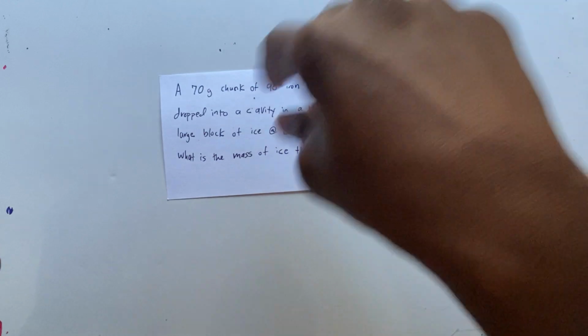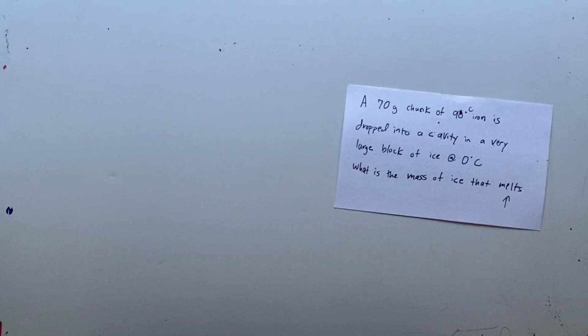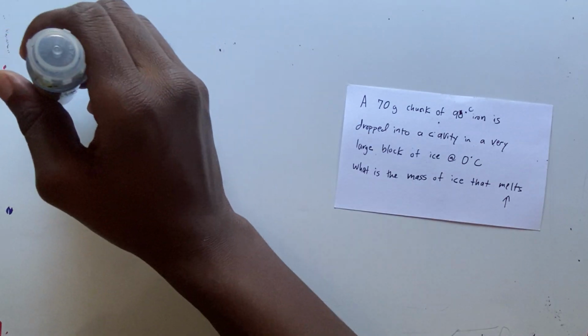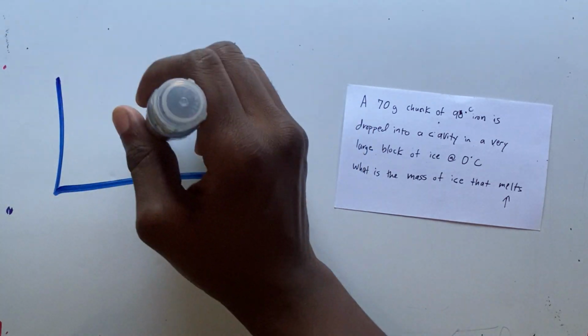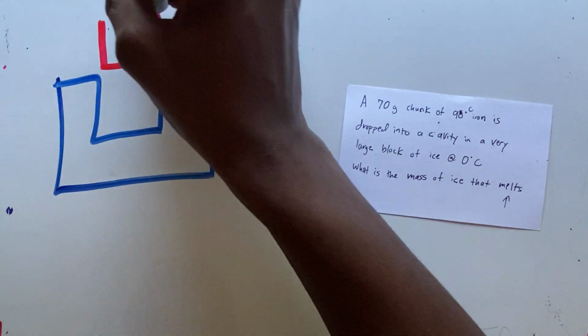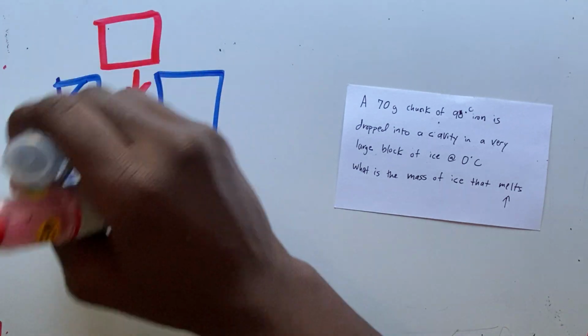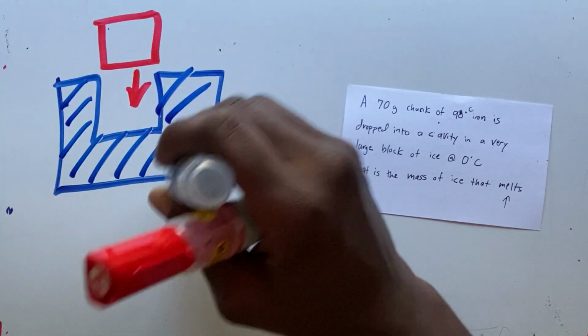So now going back to the problem, which said, got the 70-gram chunk of iron, and we dropped that into some ice. And I'm asking what is the mass of the ice that melts? So let me draw it again. All right.